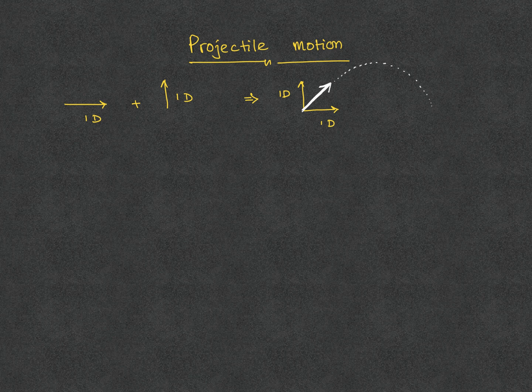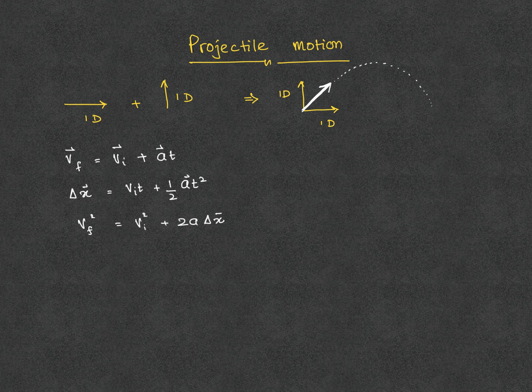But something to mention here: we know our familiar equations. V final equals V initial plus A T, that is one equation. Delta x equals V initial t plus 1/2 A T square. And the last equation, V final square equals V initial square plus 2 times A delta x. So these are the three kinematics equations that we know from before, and we are using these three equations along the x direction and along the y direction separately.